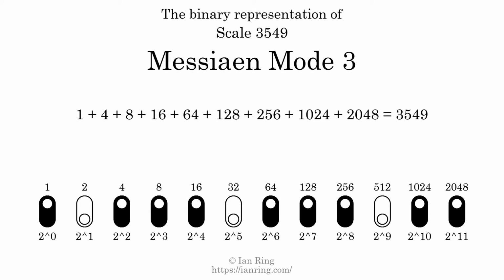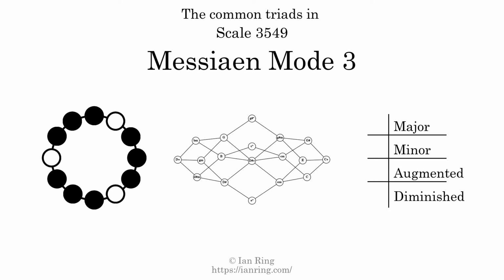3549. The scale number not only enumerates the scale with a unique index, but it also literally describes the tonal content of the scale. Represented as a binary number in base 2, the scale number is 110111011101. Here are the common triads present in this scale.